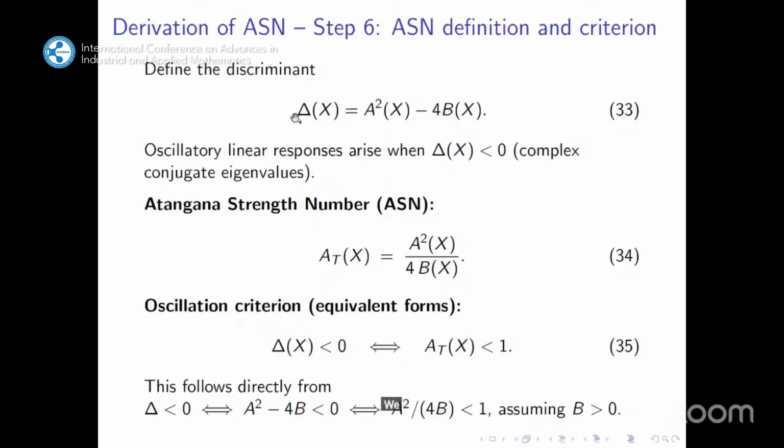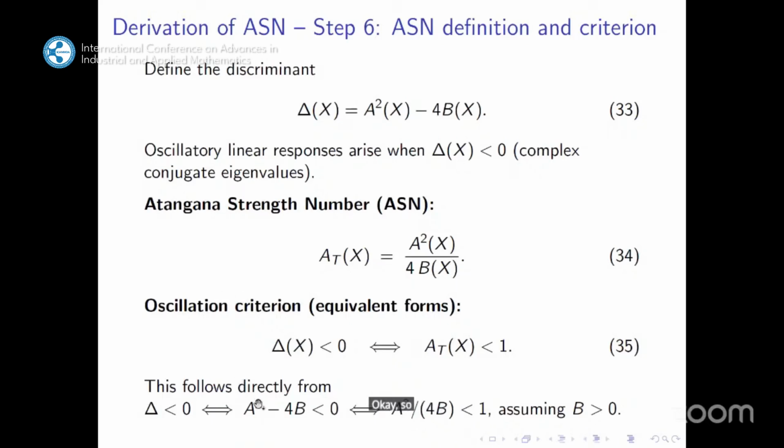We define the discriminant by this component, equation number 33, a squared of x minus 4b of x. So the oscillatory linear response arises when this determinant is less than 0, so the complex conjugate eigenvalues. So the Atangana strength number is given by a squared into x divided by 4b into x.